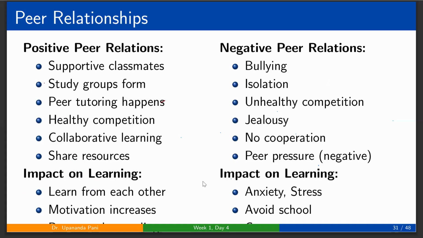Peer relationship. If there is a positive peer relation, then peer means basically your classmates, right? Supportive classmates, study groups form, peer tutoring happens, healthy competition, collaborative learning, you will share the resources. What will be the impact on learning? You will learn from each other. The motivation increases. Negative peer relation: bullying, isolation, unhealthy competition, jealousy, no cooperation, peer pressure. And what will be the impact on learning? There will be anxiety, stress, and they will avoid the school.